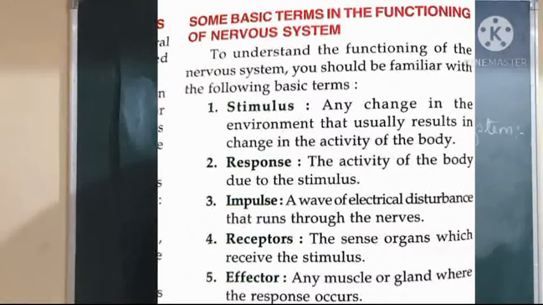Receptors: the sense organs which receive the stimulus. Effector: any muscle or gland where the response occurs. Effector means what? Whatever muscle or gland is there, it receives the response due to the different types of stimulus which we are getting.